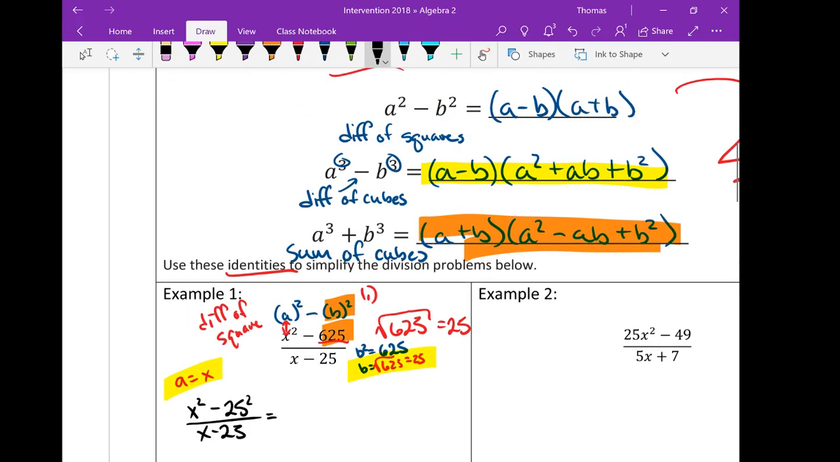We rewrote it so it looks just like this thing I'm going to highlight in blue up here, a squared minus b squared. On the bottom, we have x squared minus 25 squared. So that's the same setup.